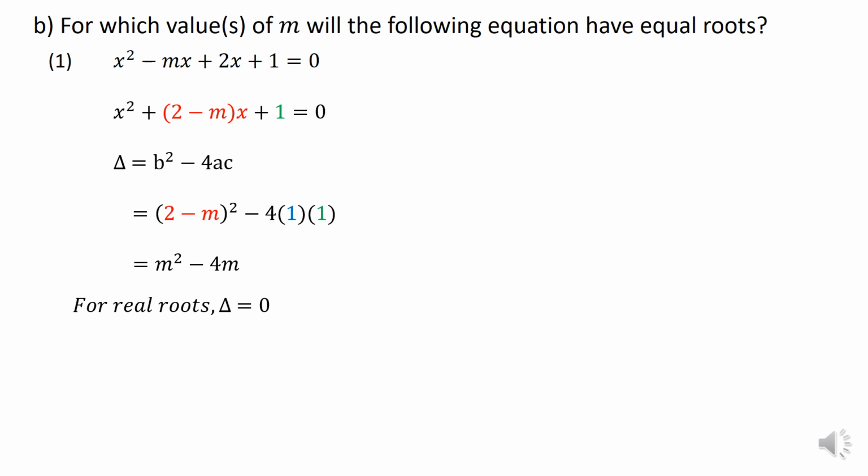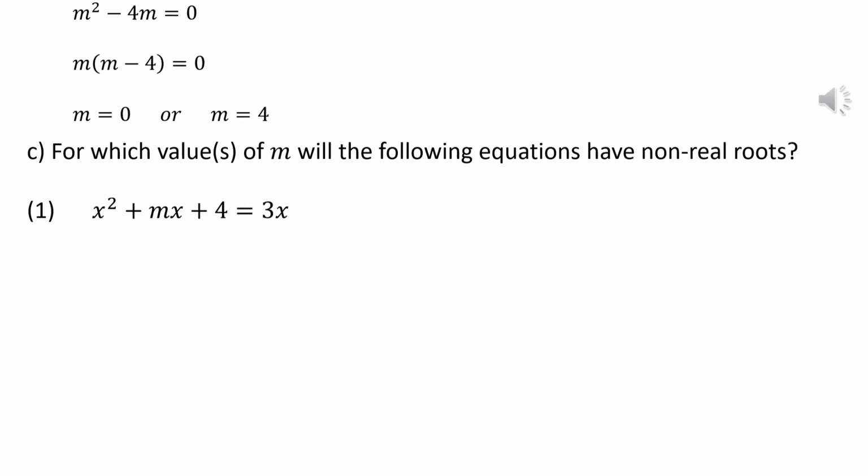For equal roots, delta needs to be equal to 0, so we stay like this. M squared minus 4m equals 0. Factorize, take a common factor of m, so we have m, and then in brackets m minus 4 equal to 0. M is equal to 0 or m is equal to 4. That's our final answer.